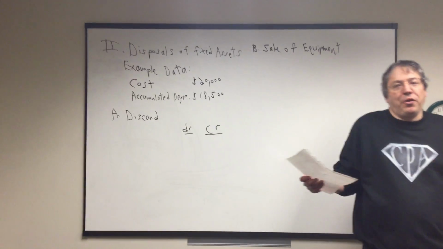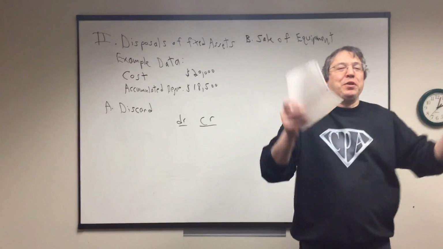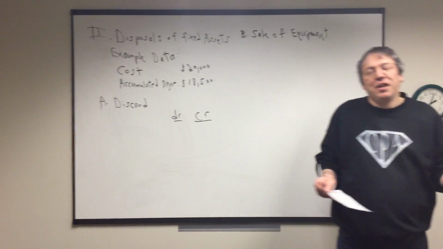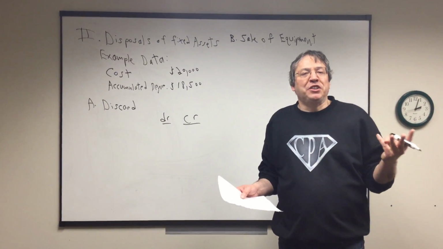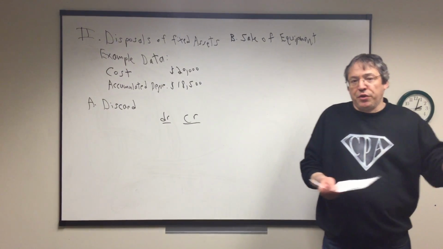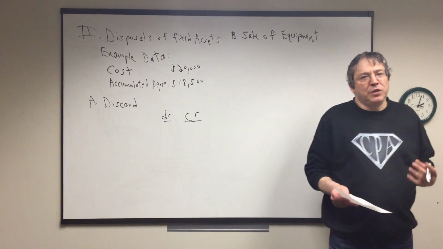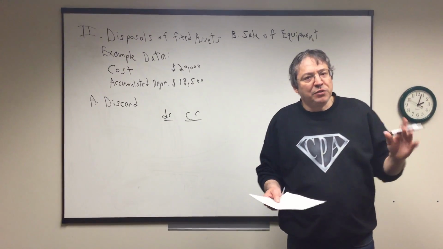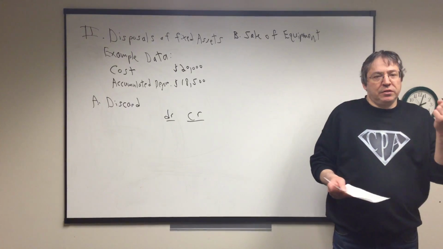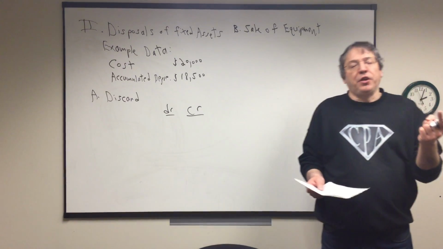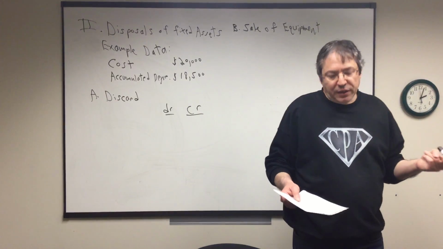Number one, you can just throw it out, right? Get your computer, whatever, or equipment, put it in a dumpster, or you can discard it. Number two is you can sell it to somebody. And number three is you can exchange it, just like someone trades in a car for a new car. Now, the exchange of assets is actually a little tricky, so that's reserved for a more advanced accounting class. So we're going to look at either discarding of an asset or selling of an asset.